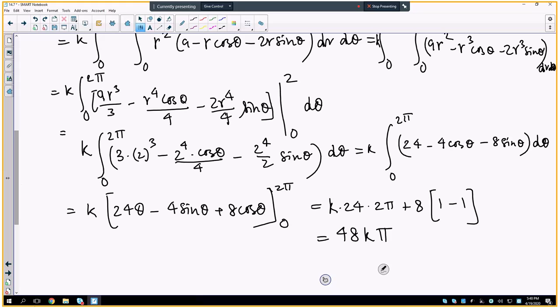as the mass of this given three-dimensional figure.